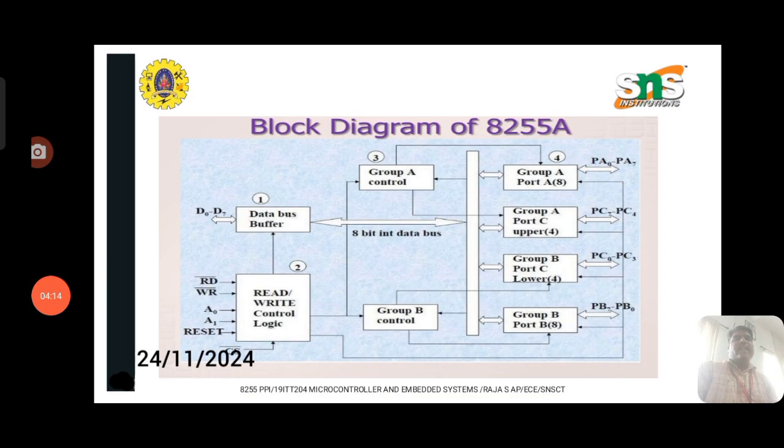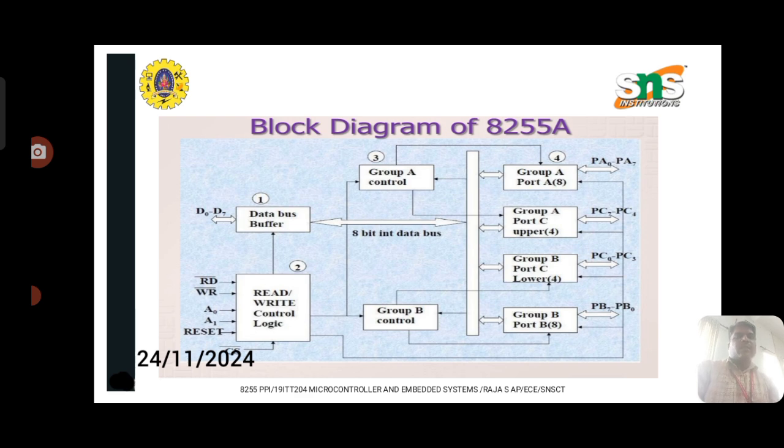So these are the various blocks available in the 8255. By seeing this block diagram, you will identify that there are 4 important blocks. One is the data bus buffer, the second one is the read-write control logic, the third one is the Group A control and the fourth is the Group B control. Group A consists of Port A fully and Port C upper 4 bits, and Group B control consists of Port B fully and Port C lower part.